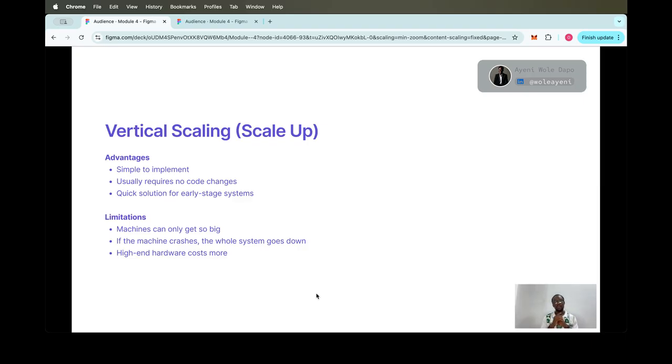However, the problem of single point of failure still exists. What do I mean? If the machine, either your database or the application server, decides to crash, nobody can use your solution. Your solution for that day or for that duration will become inaccessible. So it comes at its own cost.